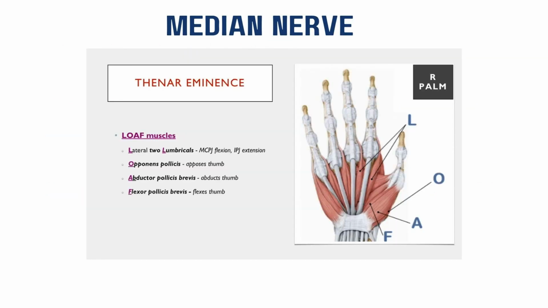Supply by the median nerve can be remembered by the mnemonic LOAF. L is for lumbrical muscles. Only the first and the second lumbricals are supplied by the median nerve. Then O is for opponens pollicis, A is for abductor, and F is for flexor pollicis brevis.